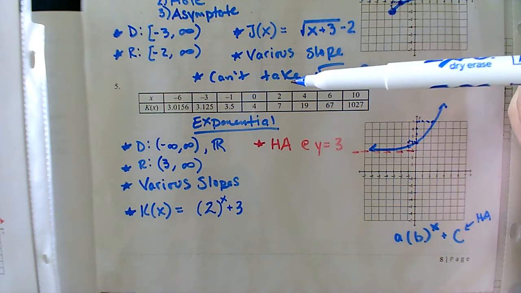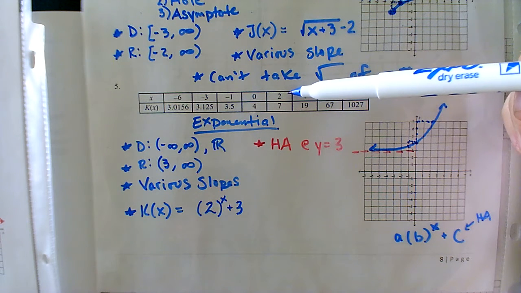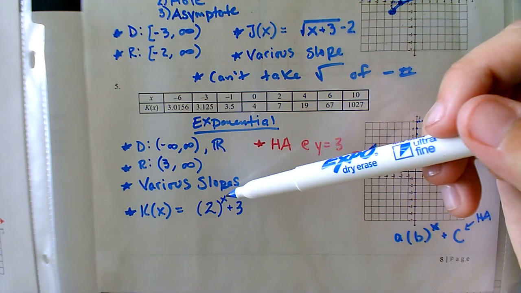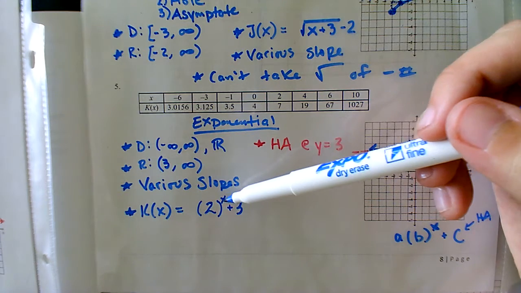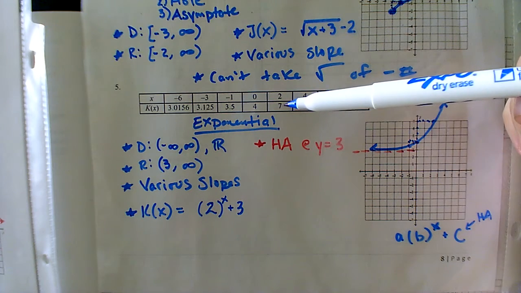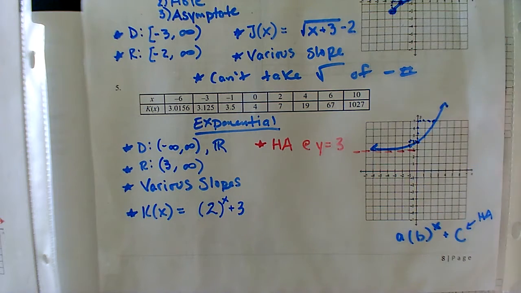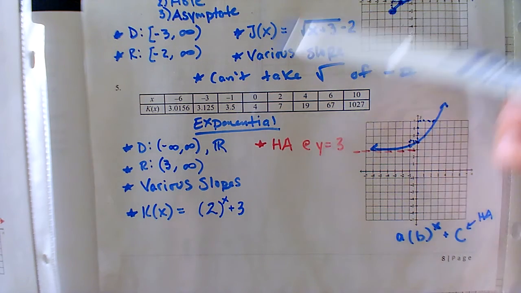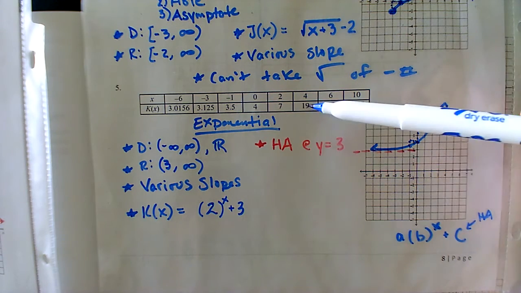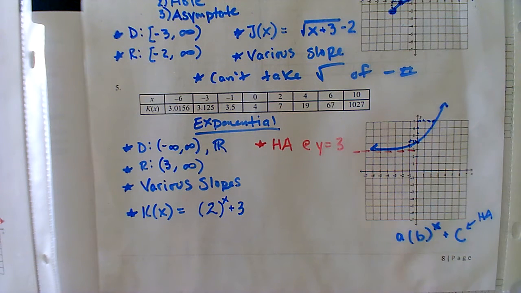And then go ahead, Jared. 2 to the second power. Plus 3 is 7. Okay, 2 squared is 4, plus 3 is 7. Looks like it checks out, right? If we tried 4, 2 to the 4th, we got 16. 16 plus 3, we got 19. Looks like it's checking out.